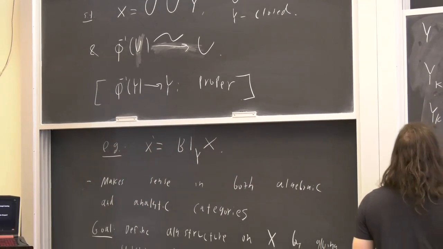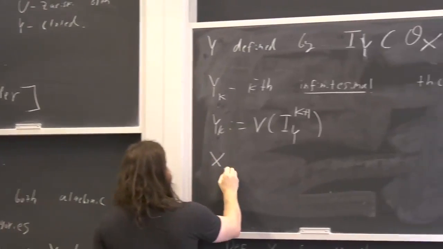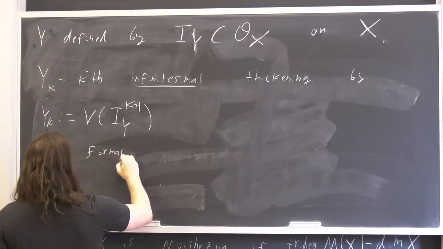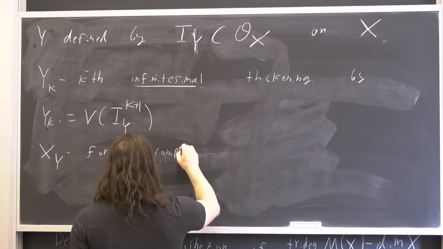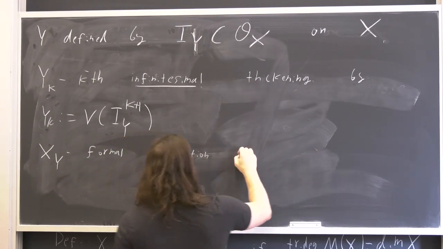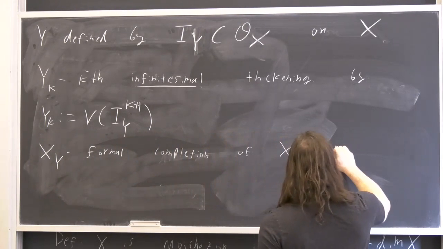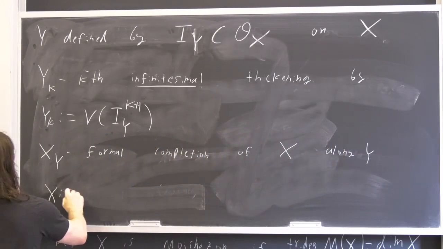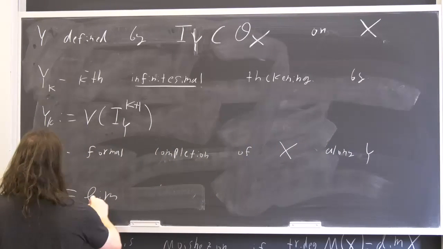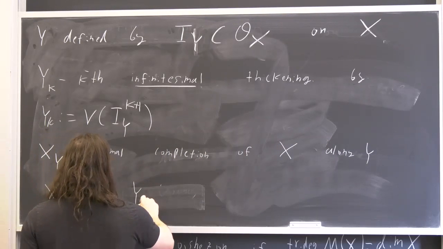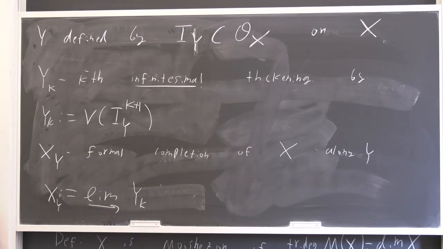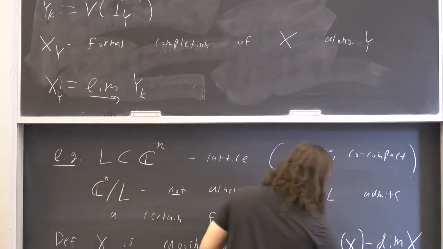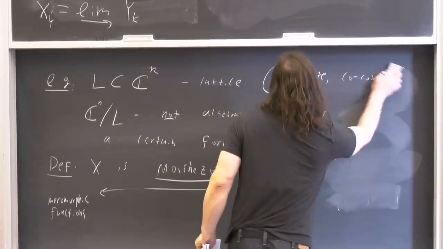So then you put them together by defining X sub Y to be the formal completion of X along Y. So you can write X hat along Y as the limit in an appropriate category of all of these Y sub k. So consider the whole formal neighborhood as one. Just to give an example of what this looks like.